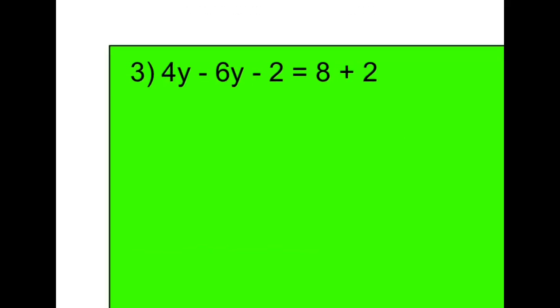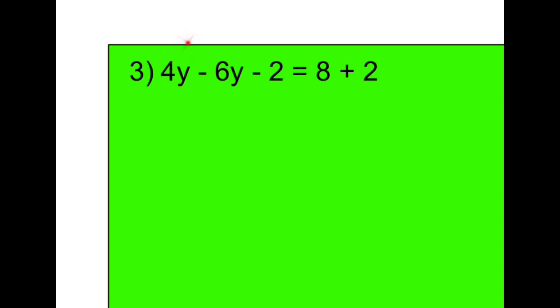4y minus 6y minus 2 equals 8 plus 2. Well, let's simplify those like terms. Be careful here. It's positive 4y, negative 6y. That's going to make negative 2y. We still have a minus 2. And on the other side of the equal sign, we have a 10.